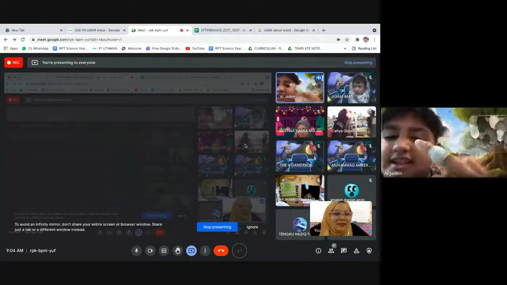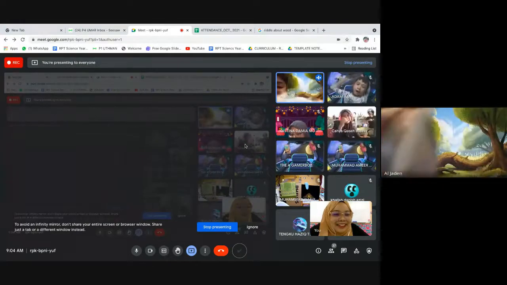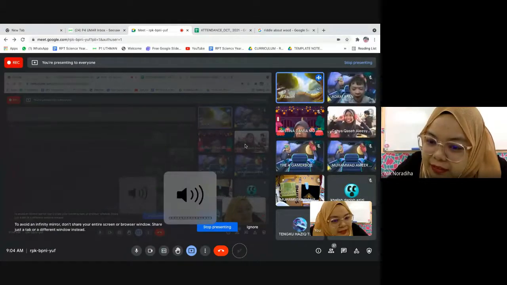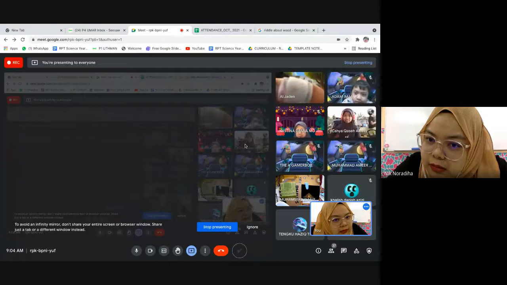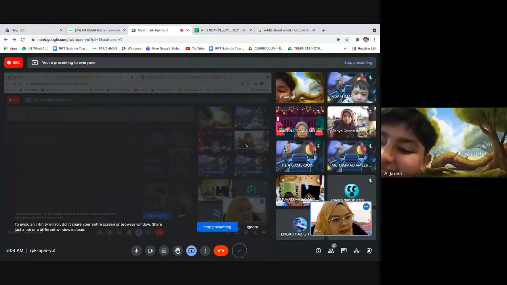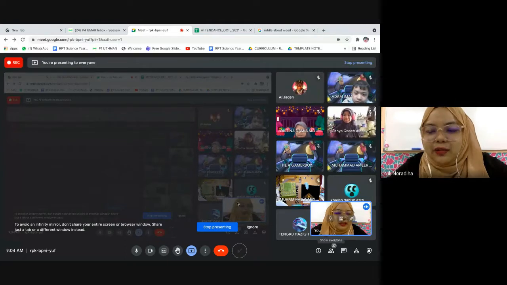My green lantern ring. Come again, Jade? Green lantern ring. Okay, nothing. After this, Jaden, because teacher cannot focus.